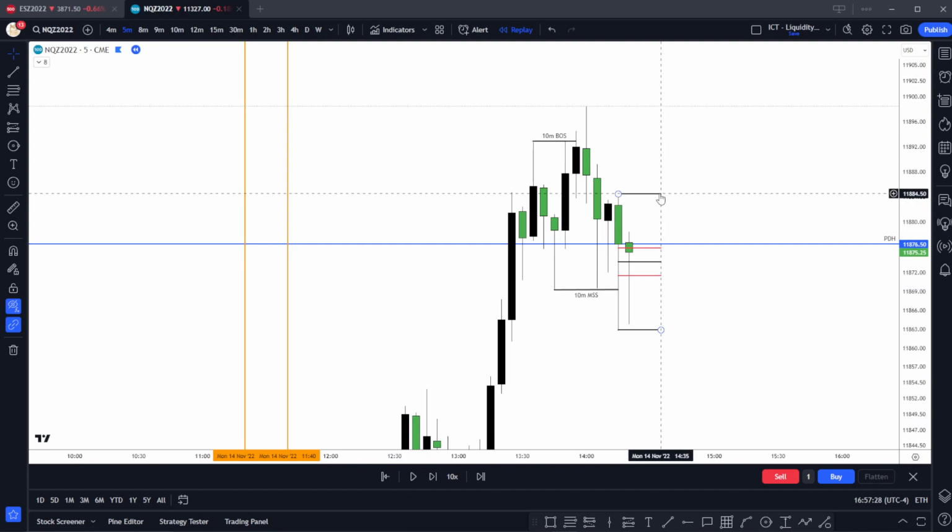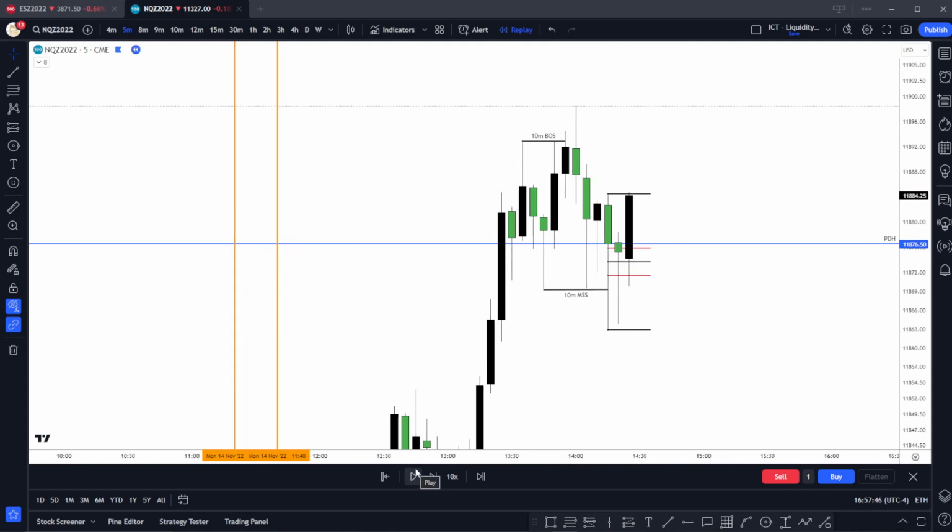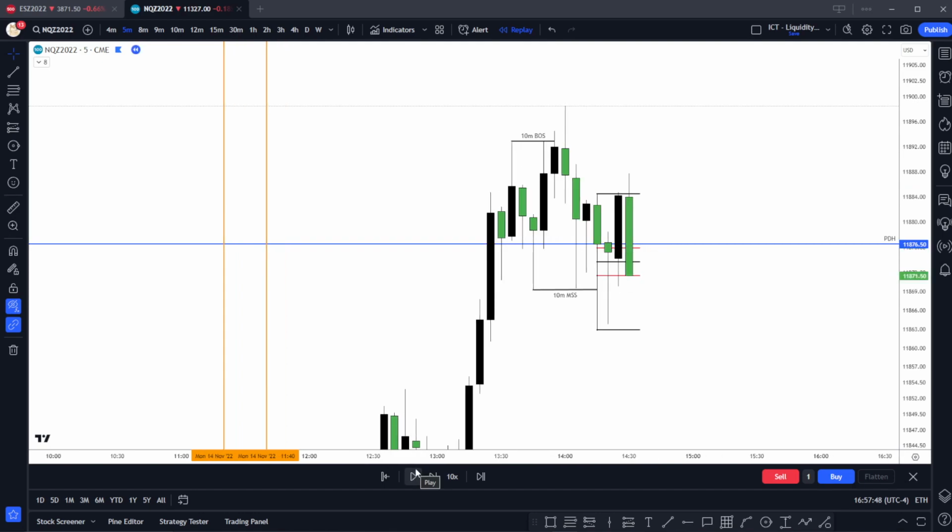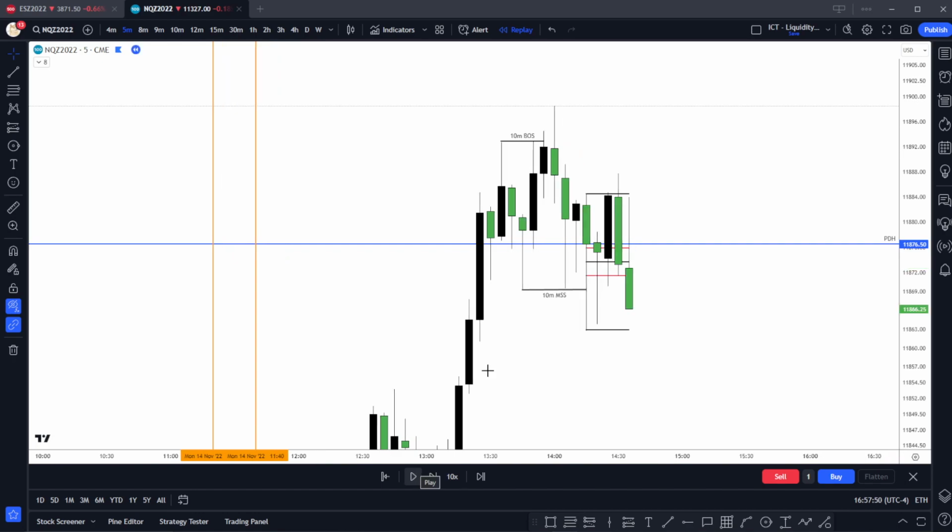So now we're looking for a continuation here. We want the next 3 candles to close below the 2 red lines. If the next 3 do not close, we're not taking any entries. Okay, so there's 1, there's 2, and there's 3. So unfortunately, it just did not meet that criteria that we are looking for, so I would just not be looking for an entry anymore.